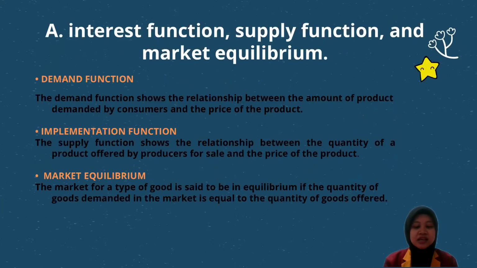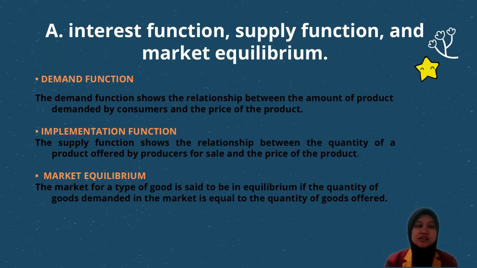Okay, next, here there is A. Demand function, supply function, and market equilibrium. Number one, demand function. The demand function shows the relationship between the amount of a product demanded by consumers and the price of the product.